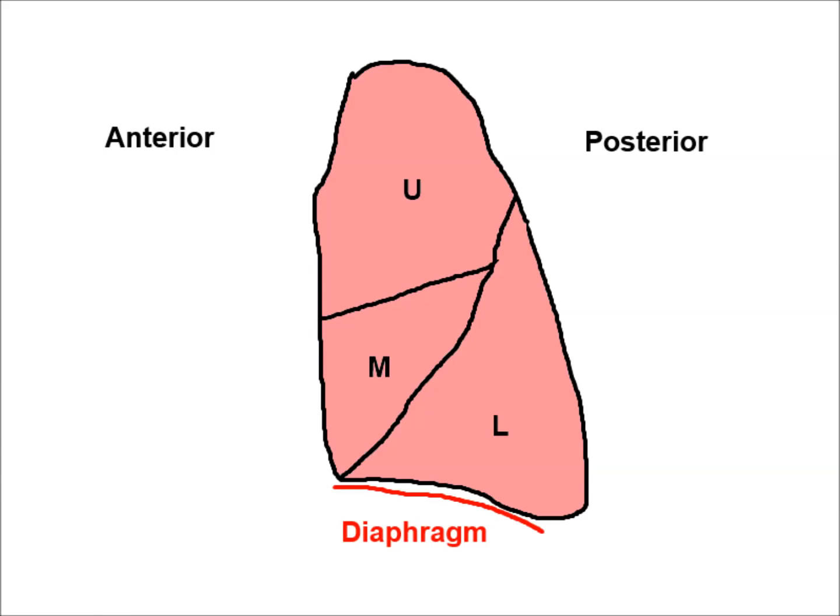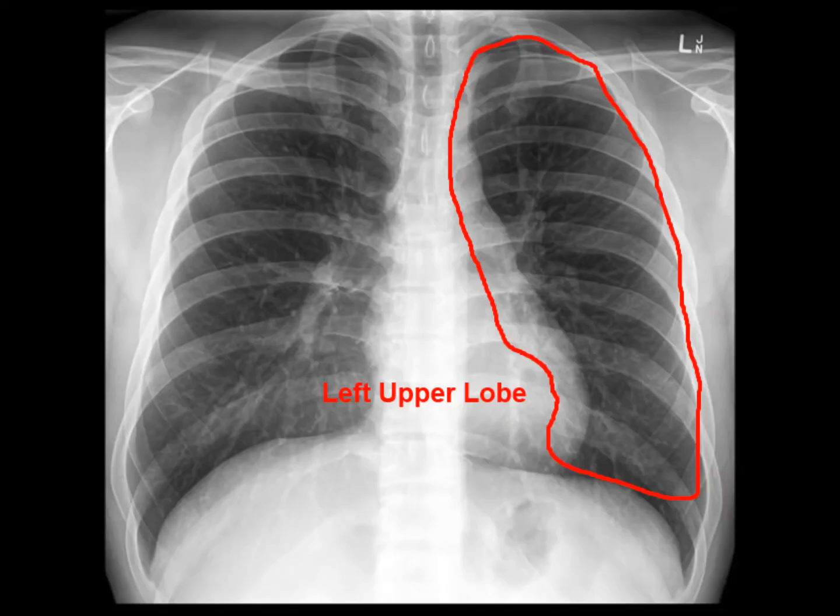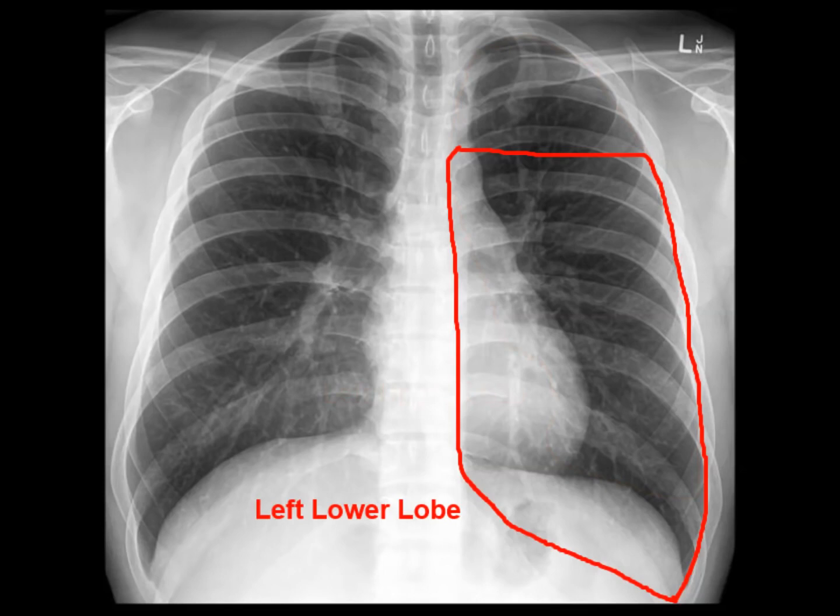It doesn't touch the right heart border like the middle lobe does, because the heart is anterior in the chest. The left is a bit easier, with only two lobes. The upper lobe now looks like it takes up almost the whole lung field and touches the left heart border. The left lower lobe is similar to the right and shares a border with the left hemidiaphragm.